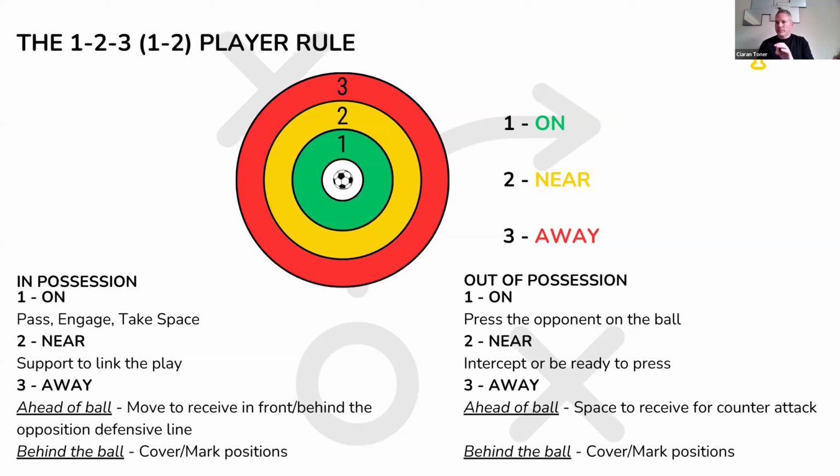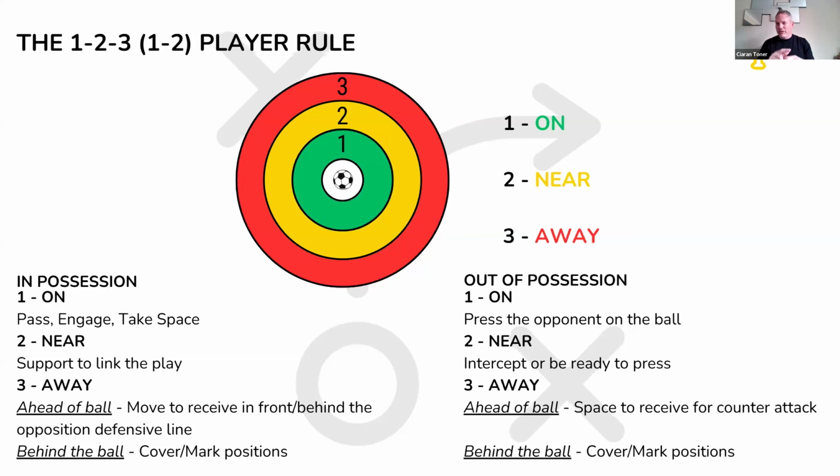So if we think about our team has possession, so we go back to the key component of the game, we have the ball. So the number one is the player who has the ball. Pretty simple. So right now I can watch a game and go, that's a number one. So now I'm starting to understand a little bit more about the game and what's happening.